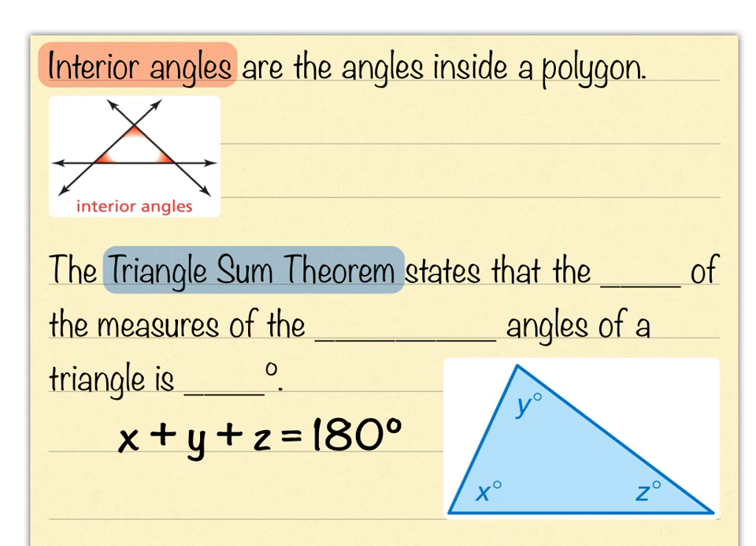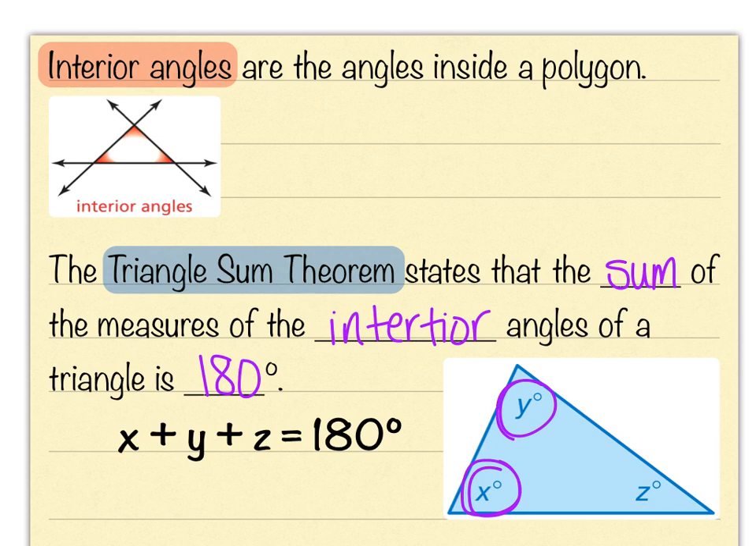The Triangle Sum Theorem states that the sum of the angle measures of the interior angles, so the inside angles, of a triangle is 180 degrees. Basically, algebraically speaking, if I add angle X with angle Y and angle Z, no matter what kind of triangle I have, I'm always going to get 180.